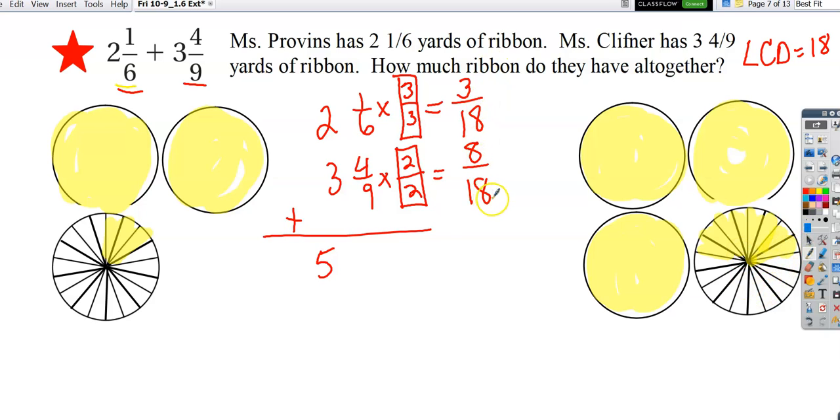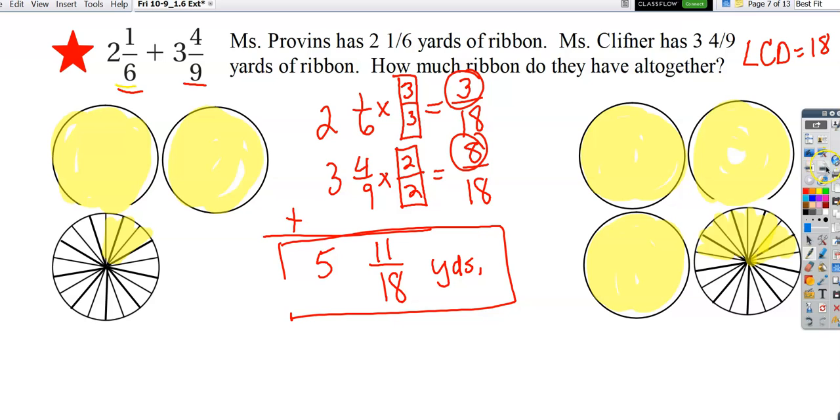Now I've got the same denominator, so the denominator tells you the size. I have 18. The numerator counts how many. How many do I have if I add 3 plus 8? I have 11. So the answer to this is 5 and 11/18. It was yards of ribbon.